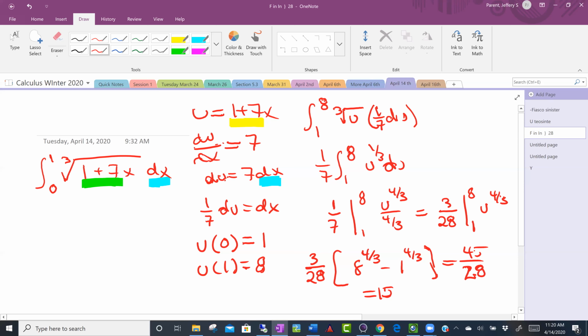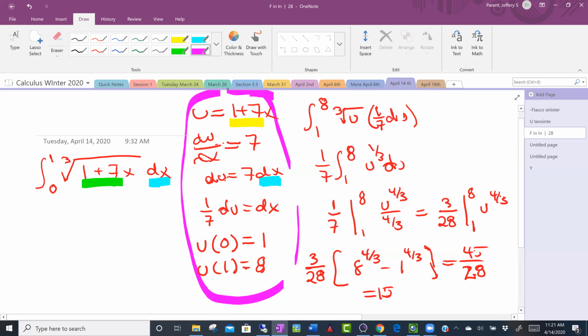A lot going on there. But the important thing to see here is the change of variables. We went from our function in x to our function in u, and doing that change of variables is key. And that was right here. Nice. That one worked out good.